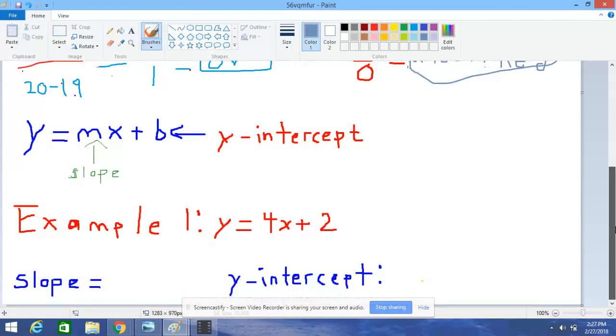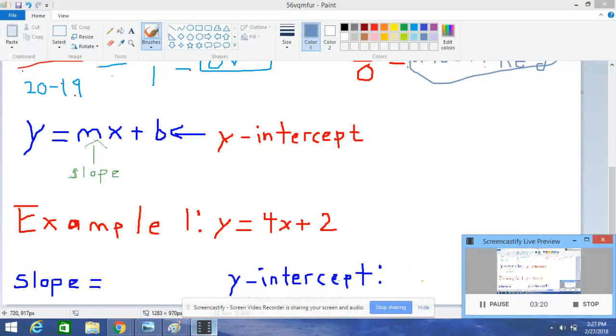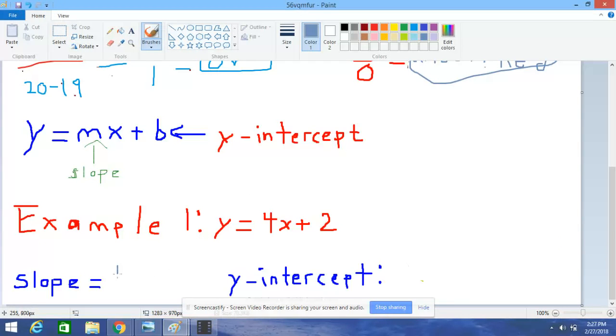Okay, now we're going to learn how to find a slope and y-intercept from a linear equation. So here we have example 1, y equals 4x plus 2. As you guys can see, y equals mx plus b. M is the slope, and b is the y-intercept. So obviously, the slope is 4, and the y-intercept is 2. So that's how you find a slope and a y-intercept from a linear equation.